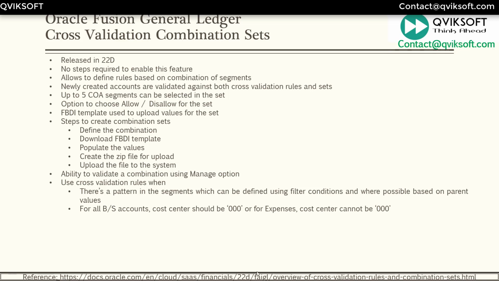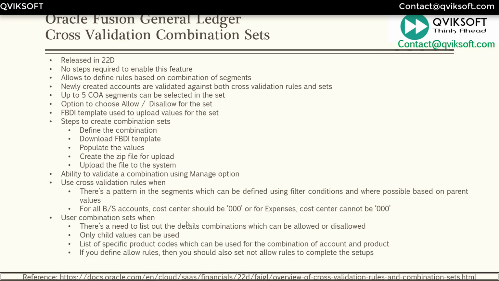As I've given an example here, let's say we want to make a rule that for balance sheet accounts, cost center should be 000, which is unspecified, whereas for expenses, cost center should not be 000. Now I know my balance sheet accounts are series 1, 2 and 3. I can say for 1, 2 and 3, it should be 000, and for expenses, whatever series I have, it should not be. I can put a rule at a very high level, at a pattern level.